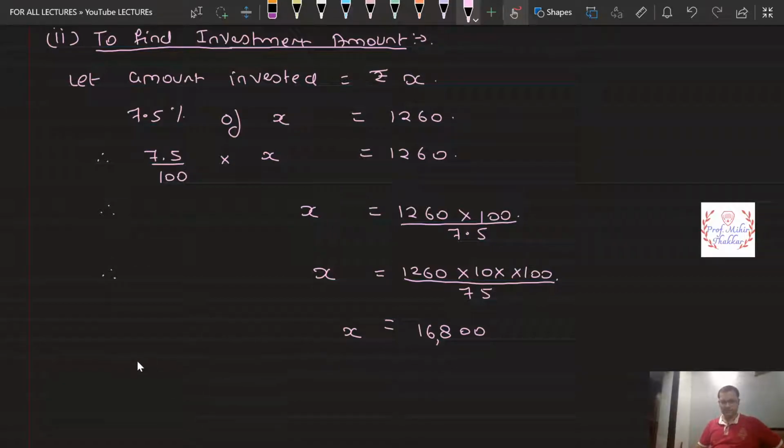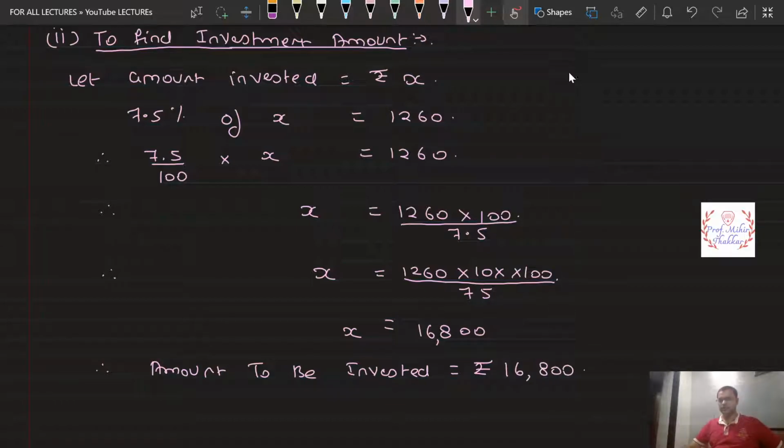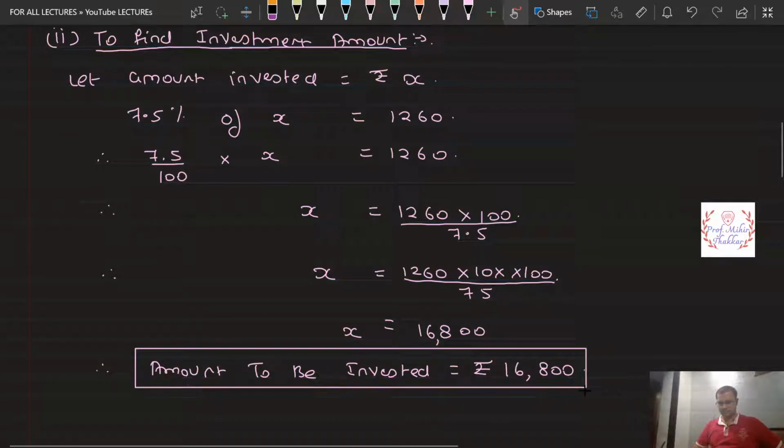So it means that, therefore, the amount to be invested is rupees 16,800. So that's your final answer. I hope this helps.